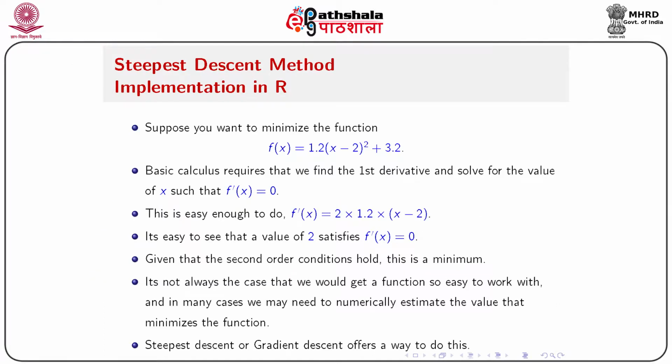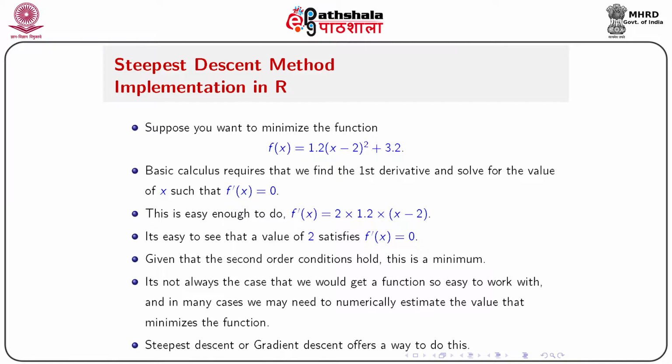The steepest descent method implementation in R. Suppose you want to minimize the function, a very simple function I am taking here, say f(x) equals 1.2 into (x minus 2) whole square plus 3.2. So this is a very simple function. Let us try to implement the minimization process by the steepest descent method.